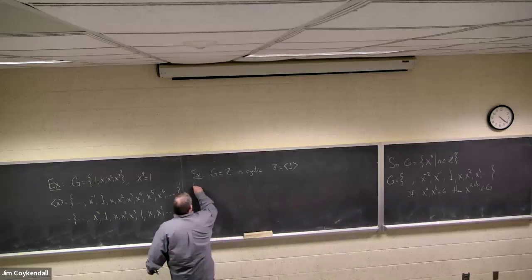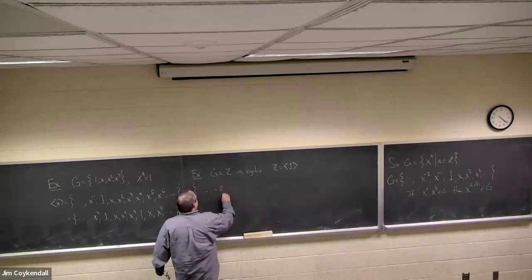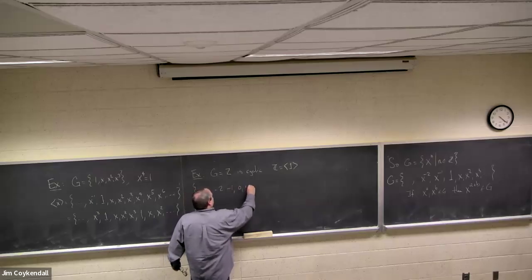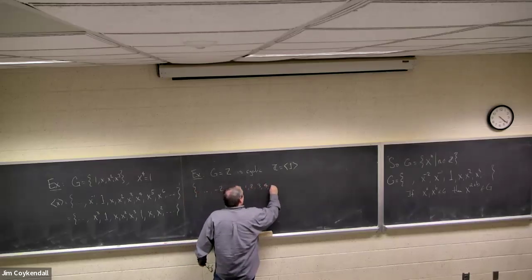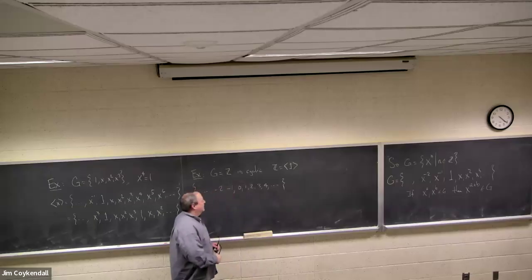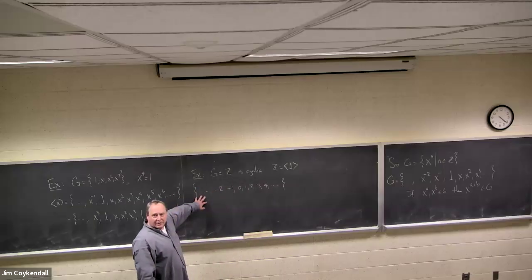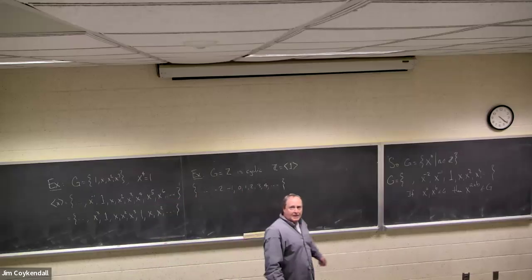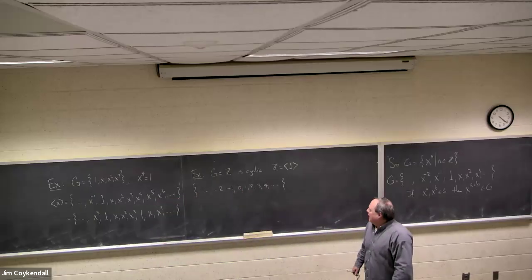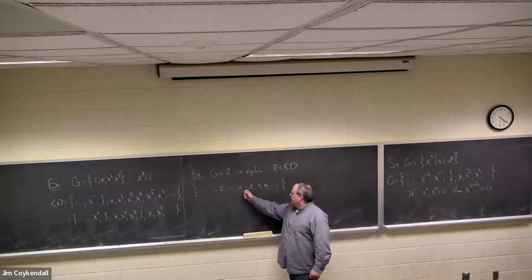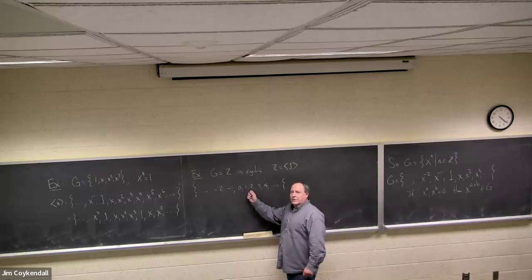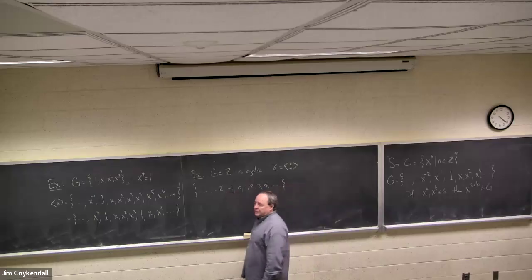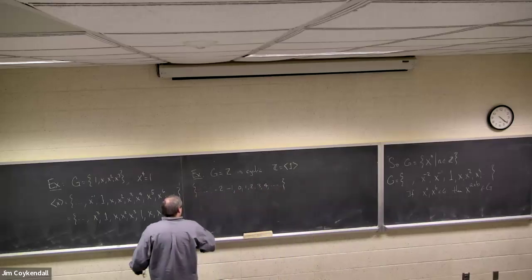So here the elements are 1, 2, 3, 4, forever. This is cyclic. It's generated by 1. All right, so everything in there can be obtained by combining 1 with itself enough times, and maybe its inverse. Here's another example.